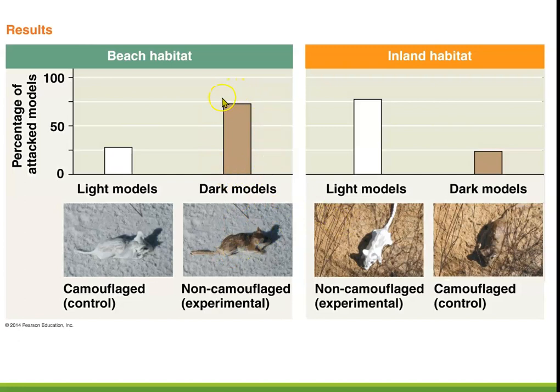In our dark mice group on the light beach, you see about 75% of those were attacked. And with our light models in the dark inland habitat, you can see again about 75% of those models are attacked.